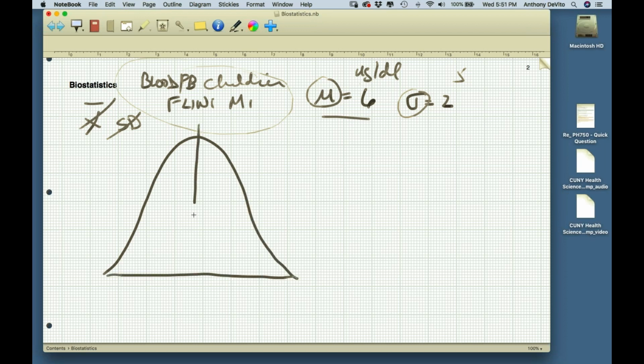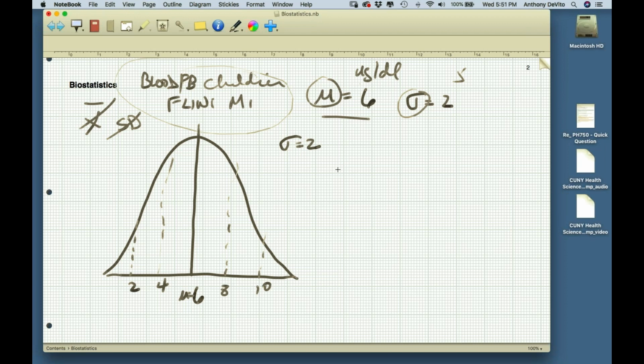Okay, so this is what this distribution is going to look like. Mu is equal to 6, and the standard deviation is equal to 2. So 1 standard deviation below the mean is going to be 4. 2 standard deviations below the mean, I said above, I meant below, is going to be 2. And similarly, 1 standard deviation above is going to be 8. Sigma is 2. And 2 standard deviations above is going to be 10.